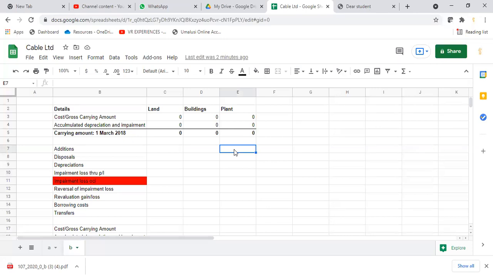We acquired a plant, but remember that the amount for the plant will include all costs incurred to bring the plant to a place and condition ready to be used. It's not only going to be the purchase price, but every other cost to bring the plant to a place and condition ready to be used. I'm going to give you about 10 minutes to work through that, and then I will work through it with you. Then you can compare your answer with mine, and in that way you'll be able to ask me any questions based on any differences that we may have. Okay, so I'm going to give you 10 minutes. In about 10 minutes time, I'm going to come back and then we're going to work through it.